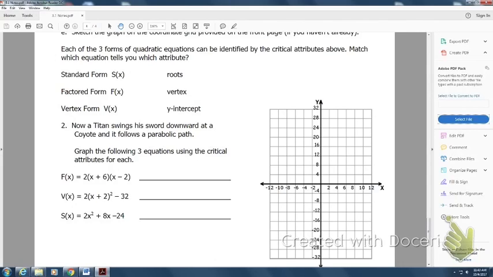Try again. Maybe you'll get it right this time. There we go. Y-intercept. Okay. McKenna Wallace, the factored form gives us what piece of information? The roots. Okay. Ayla, you ready for this one? Yeah. The vertex form is going to give us what? Atta girl.